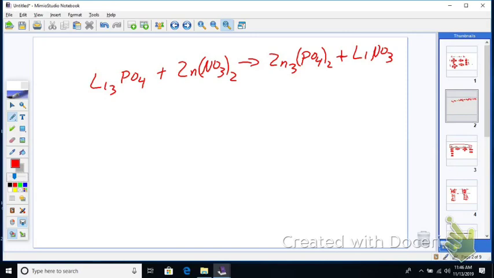So you should have written down an Li. Now PO4 you keep together, and the reason why you keep it together, you have a PO4 here, and you have a PO4 over there. So if you see that combination of multiple elements together, you keep them together.